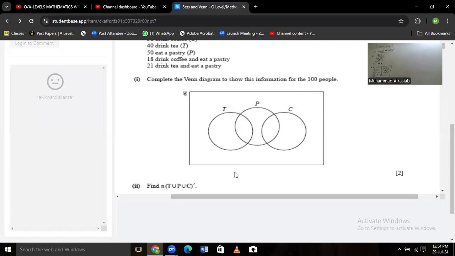Copy the Venn diagram to show this information for these 100 people. So the universal set is basically equal to 100. Now, also find N of the intersection of P, T union P union C whole complement.